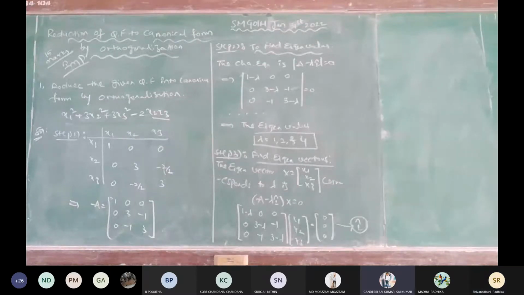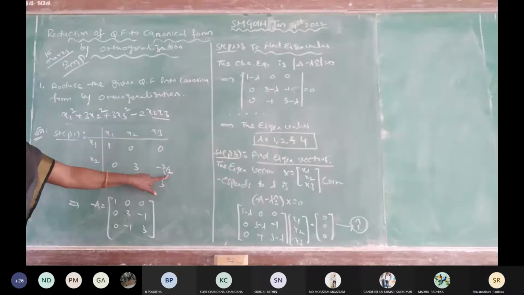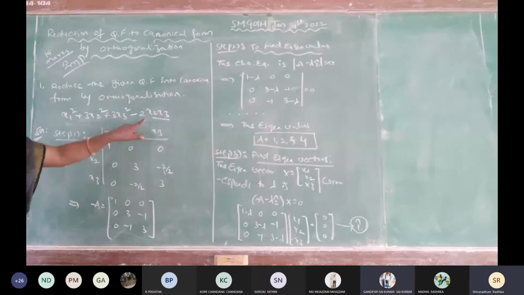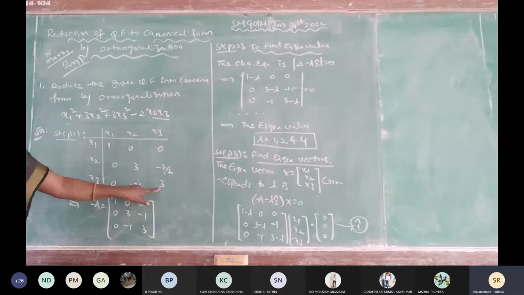Why did you write the x3 x2 coefficient as minus 2 by 2? I told you in the last class: for product terms, the coefficient is divided by 2. Squaring terms' coefficients we write as they are; product terms' coefficients we divide by 2. And x2 x3 equals x3 x2.